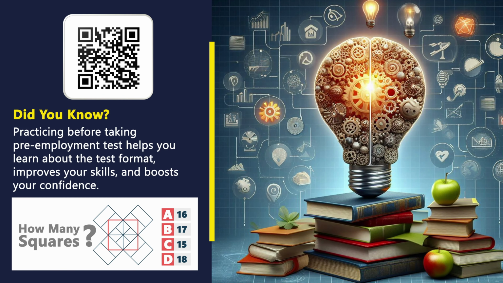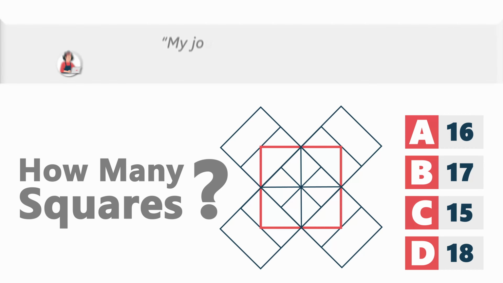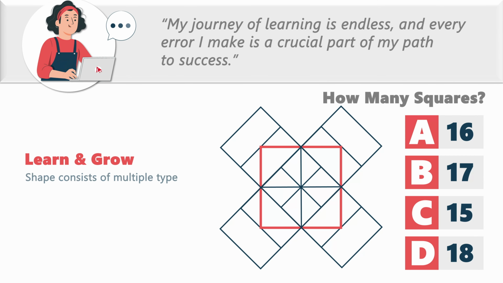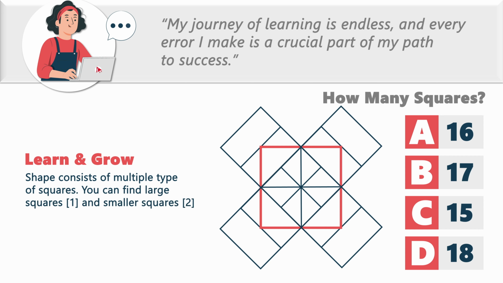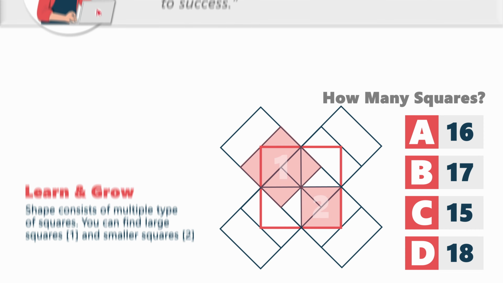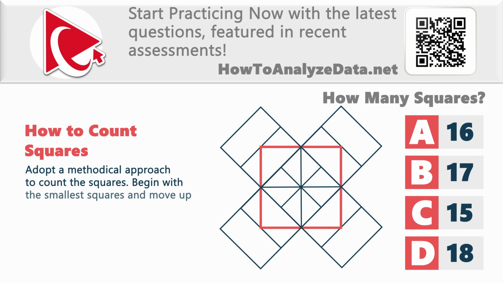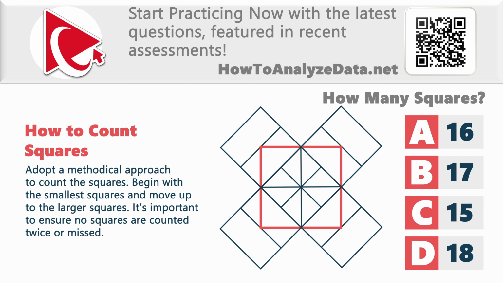Let's start our analysis by realizing and confirming the fact that this shape consists of multiple layers of squares. You can see that there are large squares here as well as the smaller squares. With this in mind, let's decide how we're gonna count the squares. And let's make sure that we will adopt a methodical approach to count them. Let's start by counting the small squares.